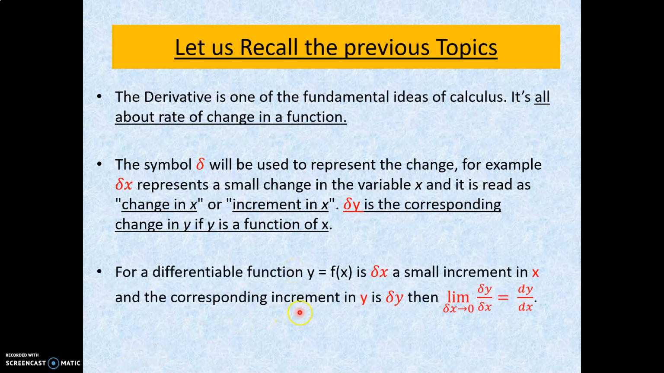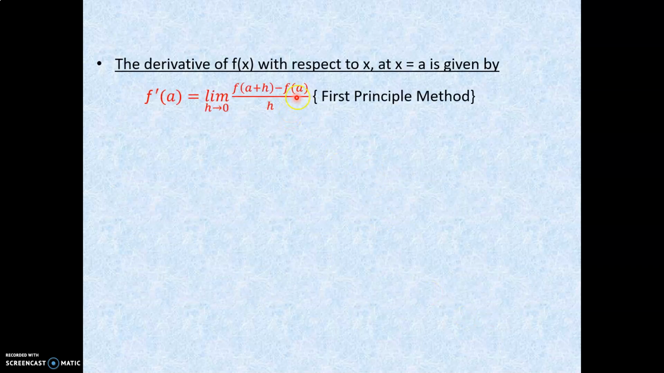For differentiable function, y is equal to f of x, delta x is a small increment in x and the corresponding increment in y is delta y. Then limit delta x tends to 0, delta y upon delta x is equal to dy upon dx, is the definition of derivative we already studied. The derivative of f of x with respect to x at x equal to a is given by f dash a is equal to limit h tends to 0 f of a plus h minus f of a upon h. This is called first principle method.